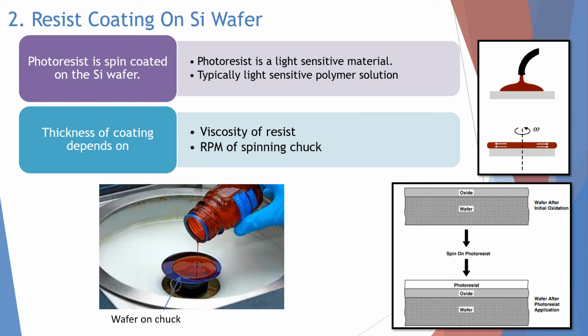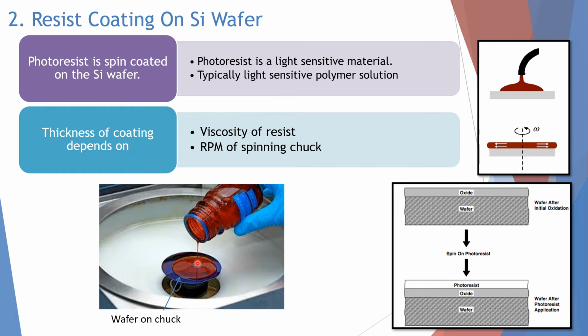After the oxide layer has been created on the surface of the wafer, the next step is to put the resist coating on the Si wafer. Photoresist is spin coated on the Si wafer. If you can see in the picture here, this is the solution for the photoresist.